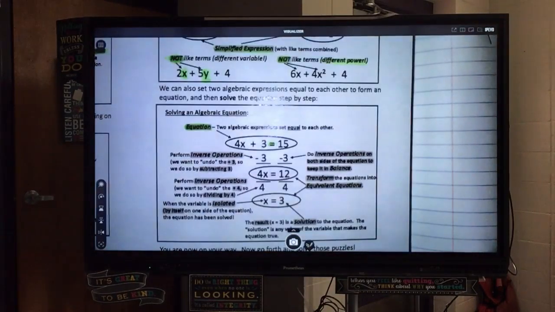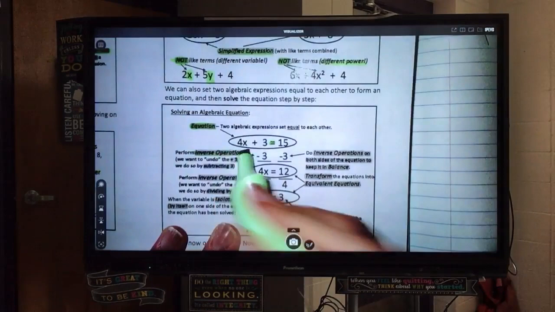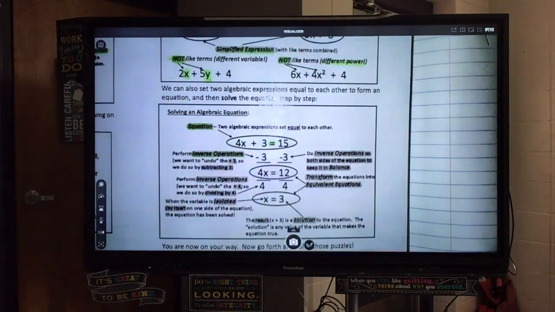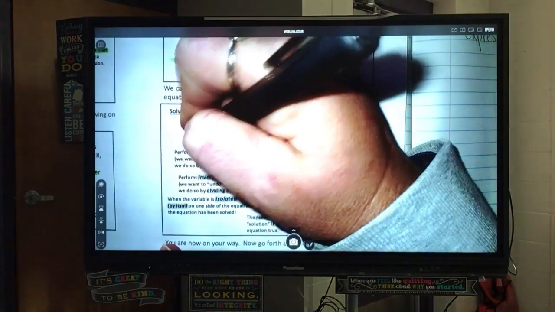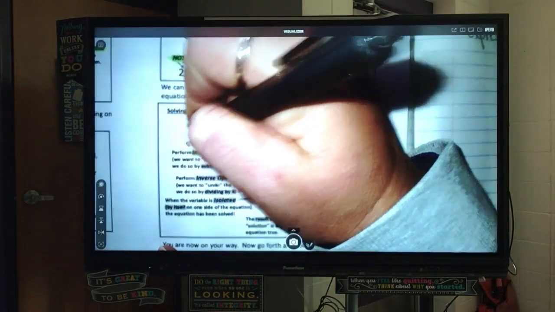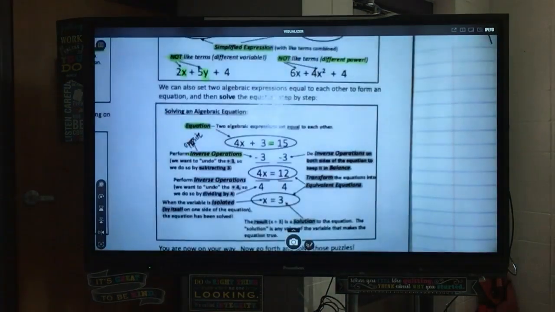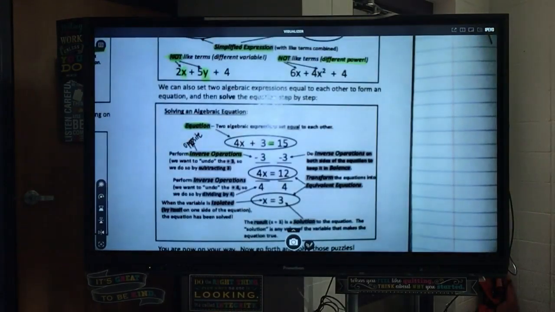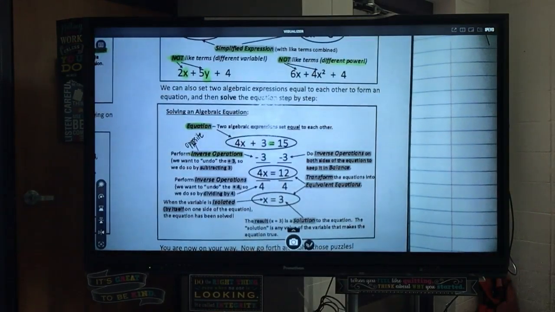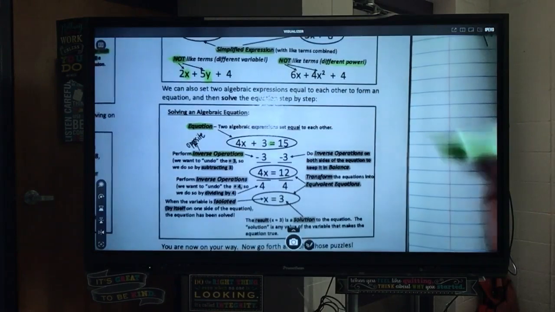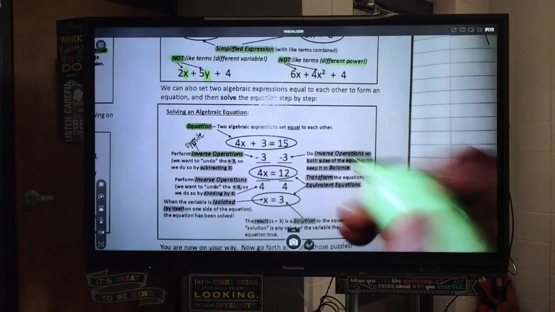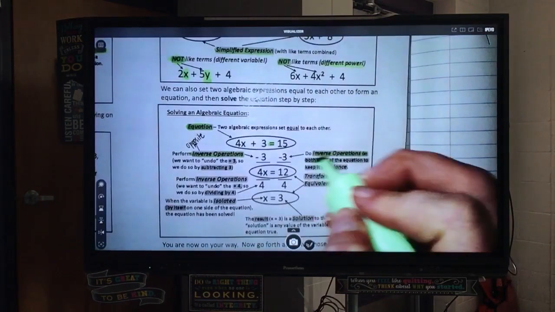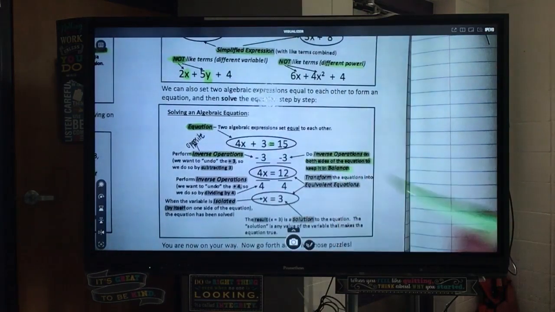Alright, so you're going to do the inverse operation, which is the opposite. You are going to need a pen for this. Inverse. Opposite. Alright, so you have to do the opposite. So here we're doing -3 to both sides. Inverse operation on both sides of the equation to keep it balanced.